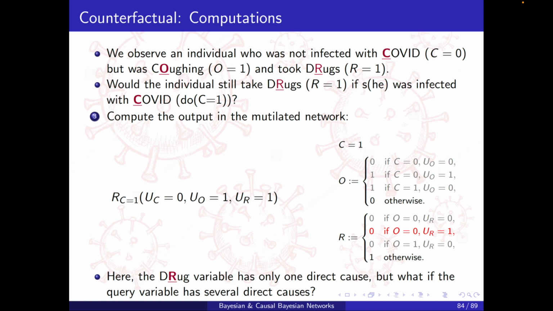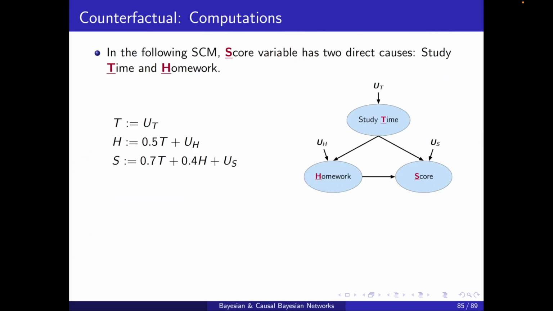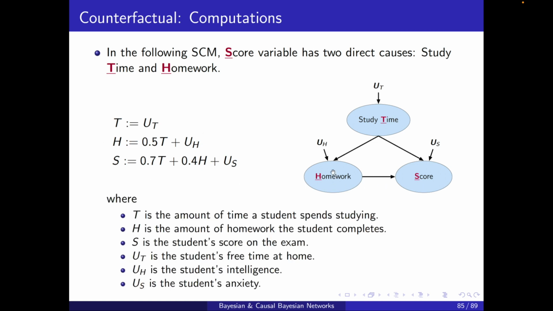What if there were several direct causes? Same story. I'm putting it here for you as another example. In this SCM, there's a study time, homework, and score, and the equations are as follows. You can come up with a story for these variables. T is the amount of time a student spends studying. H is the amount of homework that is completed. S is the student's score at the exam. Now, U of T is the student's free time at home. U of H is the student's intelligence. And the exam only depends on the student's anxiety, as an exogenous variable. Great.